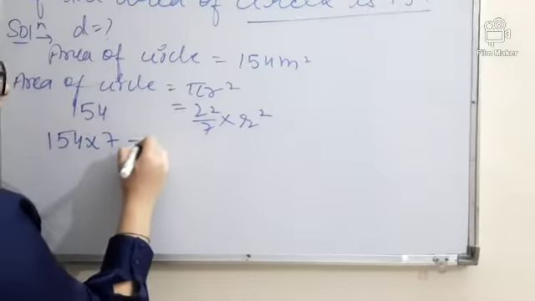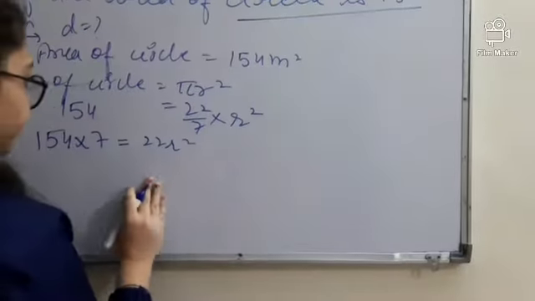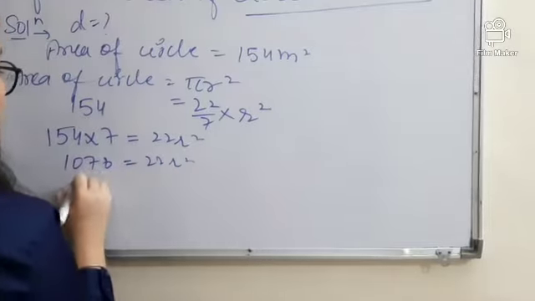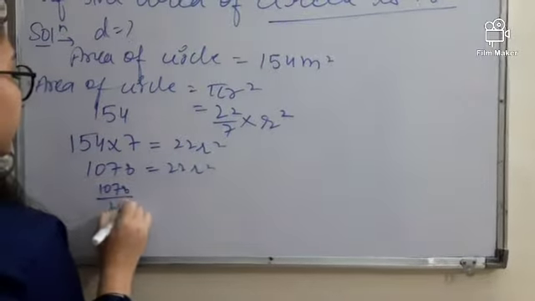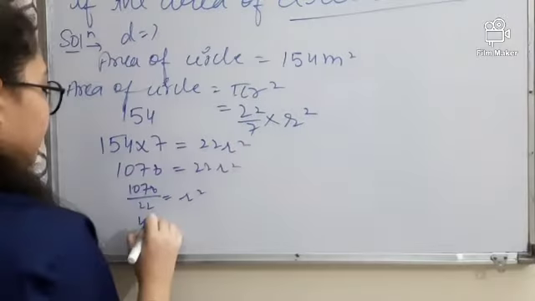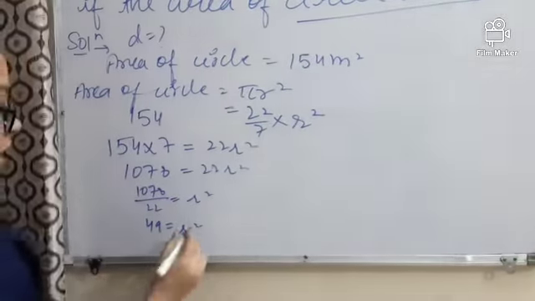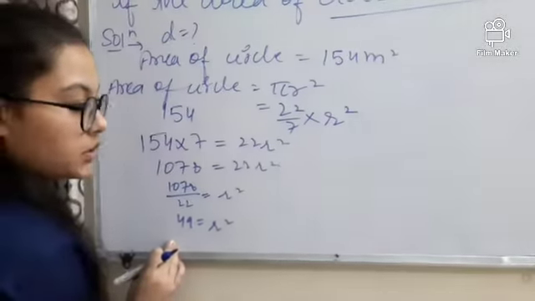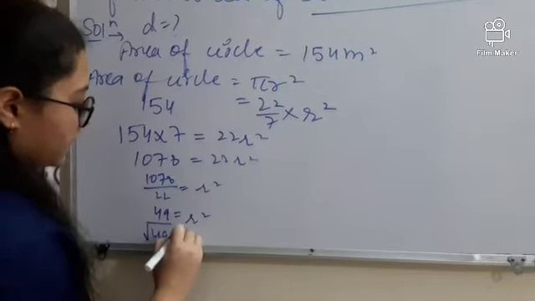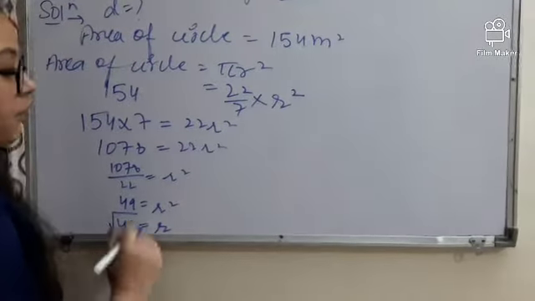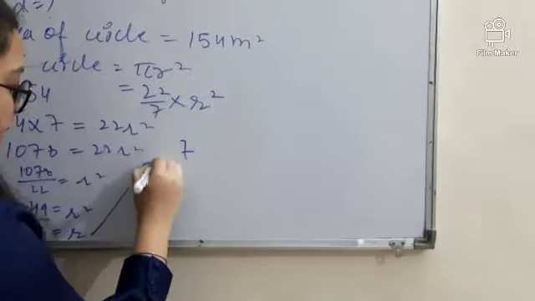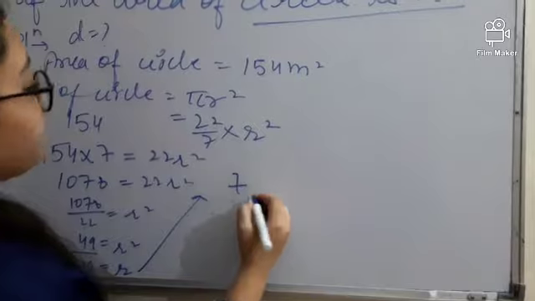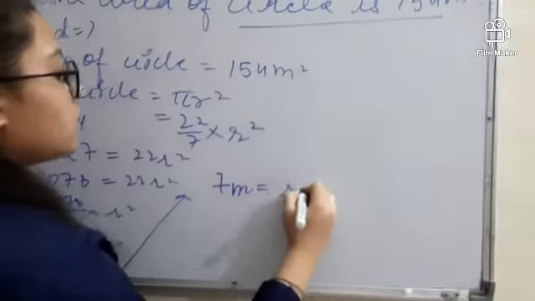154 multiplied by 7 is equal to 22 r square. 1078 is equal to 22 r square. 1078 divided by 22 is equal to r square. 49 is equal to r square. Now the square on r will come over here as a square root. Square root of 49 is equal to r. Square root of 49 is 7. Here it is, 7 meter is equal to the radius.